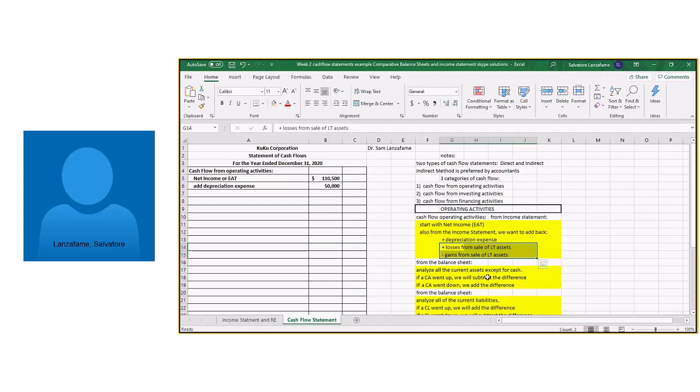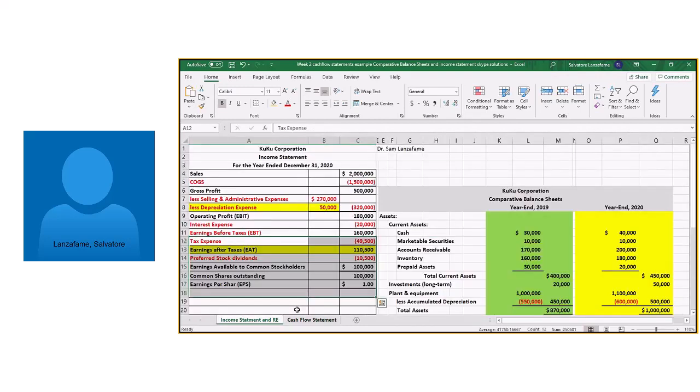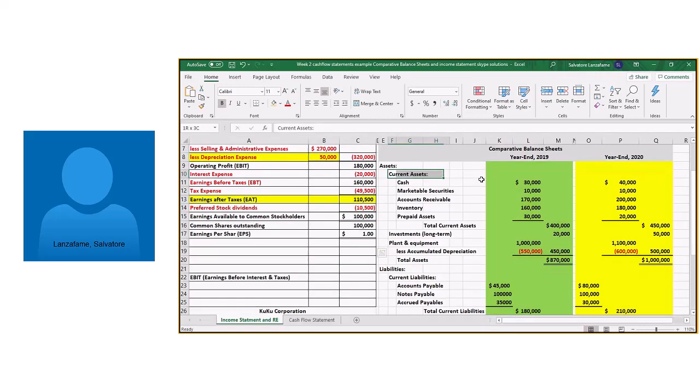So let's move on. So now it says, from the balance sheet, let's analyze all the current assets except for cash. So let me go back to here and let's take a look at our current assets. Here's the current assets, and it wants us to analyze them all except for cash, because ultimately we know cash changed by 10 and we're trying to figure out why it changed by 10. So we're going to be looking at these current assets: marketable securities, accounts receivable, inventory, and prepaid assets. Okay, prepaid assets would be like prepaid insurance, prepaid rent, stuff like that. So marketable securities, no change. So we won't even have to worry about that because there was no effect. It was a wash basically.